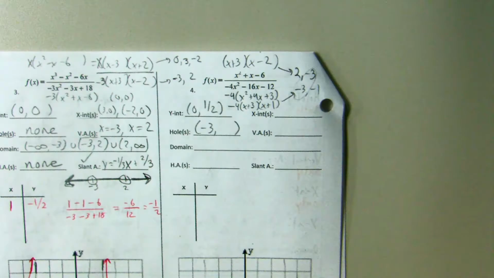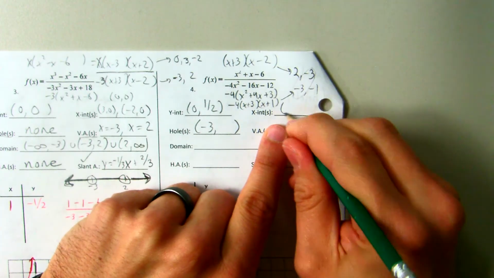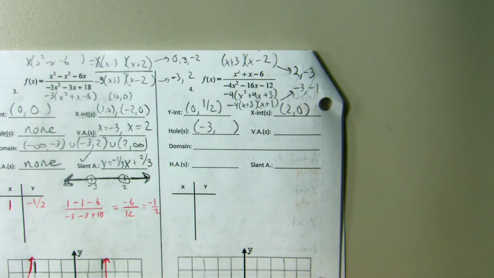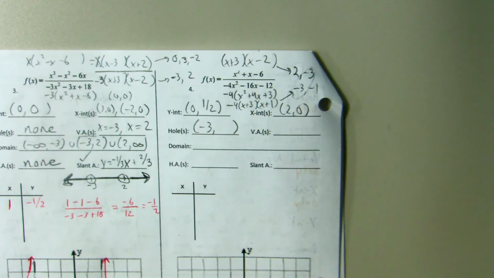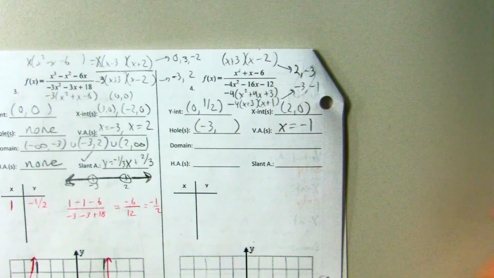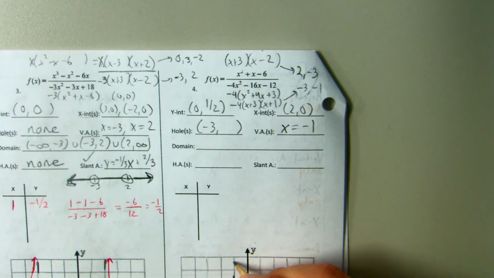That ends up being the x value of the hole. There's a number that makes just the numerator 0. That ends up being an x-intercept. Plot that on your graph. There is a number that makes just the denominator 0. So that ends up being a vertical asymptote. And we can put that on our graph as a dashed line.